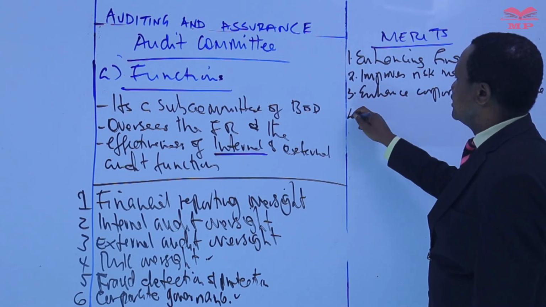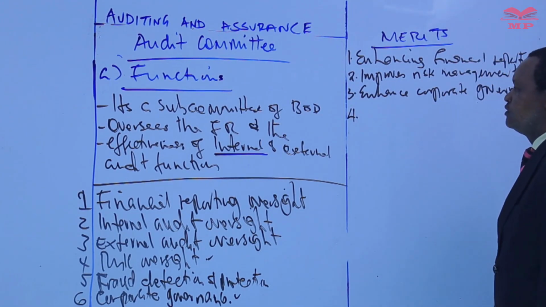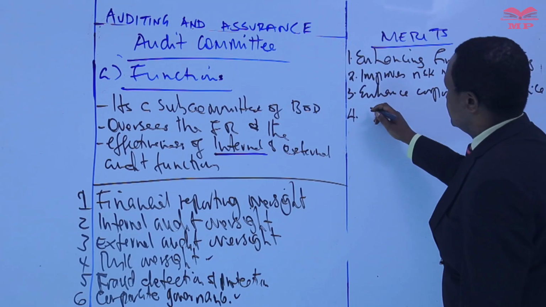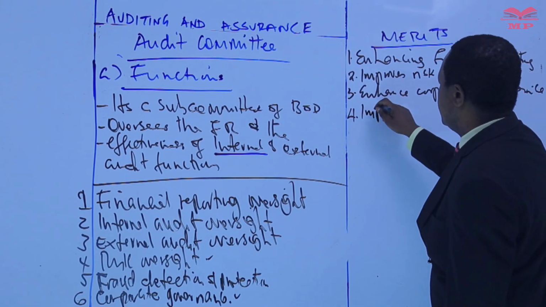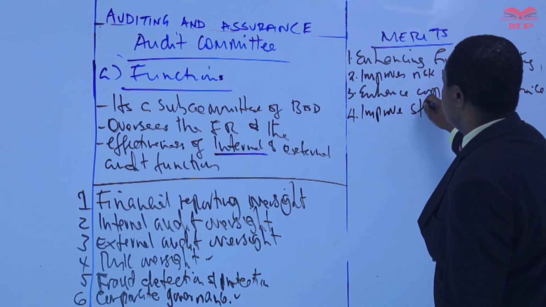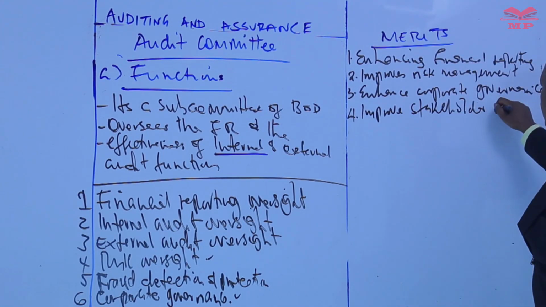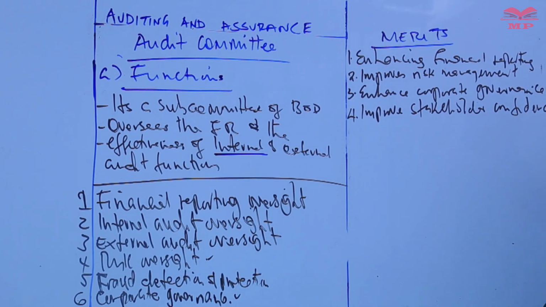The committee, number 4, can enhance stakeholder confidence, increased stakeholder confidence. Audit committees can help to increase stakeholder confidence in the organization's financial reporting and governance practices.